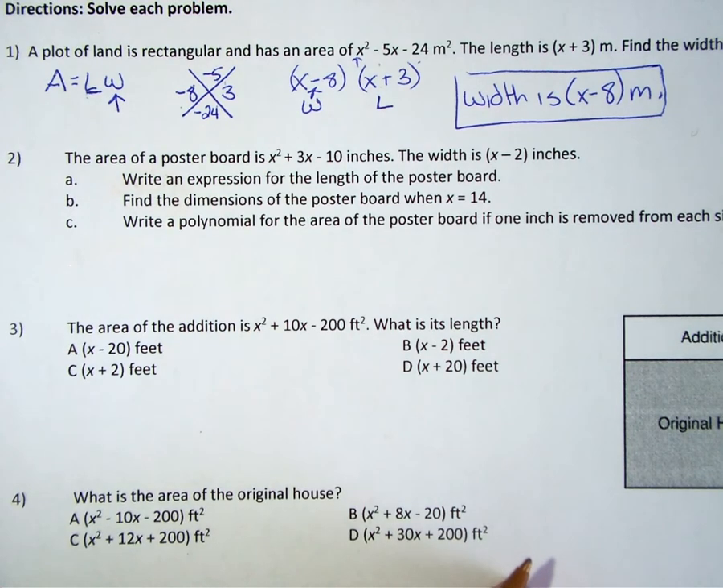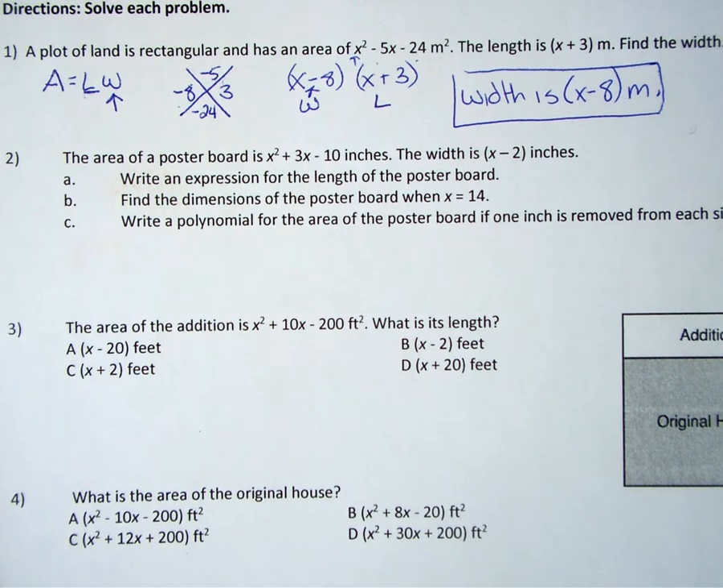Question number 2. The area of a poster board is x squared plus 3x minus 10 inches. The width is x minus 2 inches. Write an expression for the length of the poster board. Find the dimensions of the poster board when x is equal to 14. Write a polynomial for the area of the poster board if 1 inch is removed from each side.